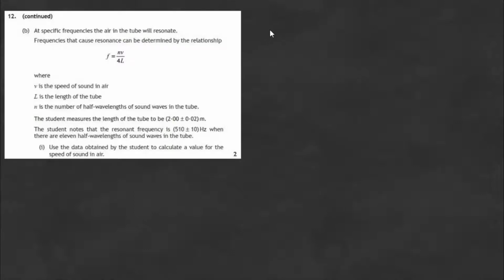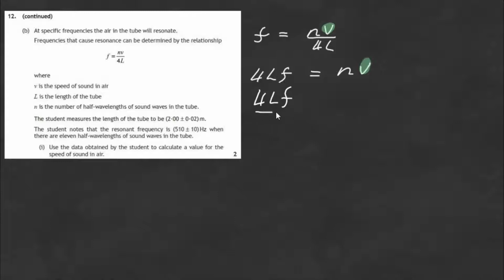So let's start off with the relationship, and the relationship is that the frequency f is going to equal nv divided by 4L. Now we've got to make sure that we're looking for the v part in this, so to do that we cross multiply, so it becomes 4L times the frequency is going to equal nv. And remember, we're still after that v, so to have v on its own we must simply divide by n both sides, so we're going to have 4Lf divided by n, and that's going to give us a value for v.